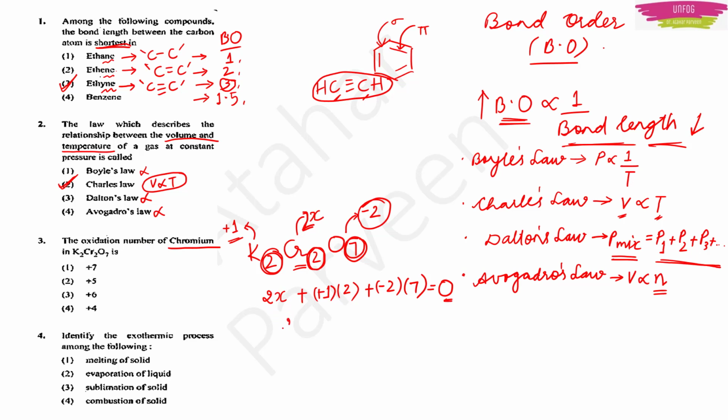Now let's solve this equation. After solving, we get 2X minus 14 equals 0. Then X equals 12 by 2, which on cancellation gives +6. So here the oxidation number of chromium is +6. Is there +6 here? Yes, option number 3. So option number 3 is the right answer.